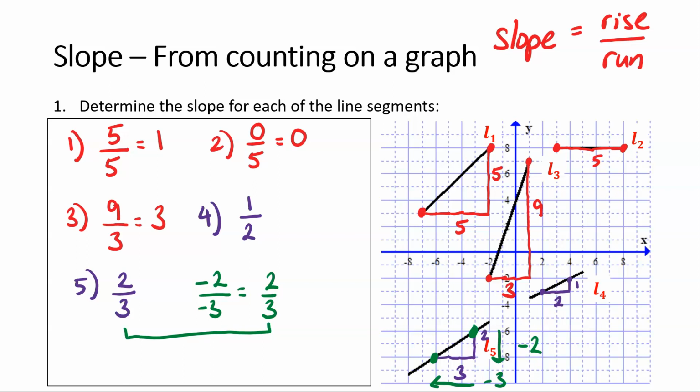Remember, slope is simply a measure of the steepness of a line. The line is as steep as it is, no matter if you're looking at it from left to right or right to left. That shouldn't change how steep the line is.